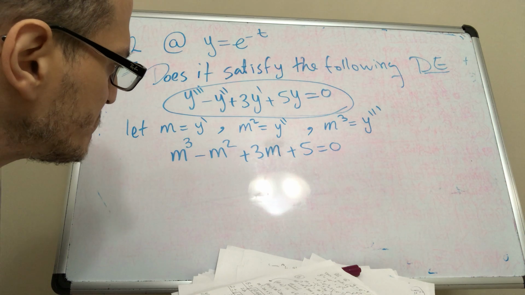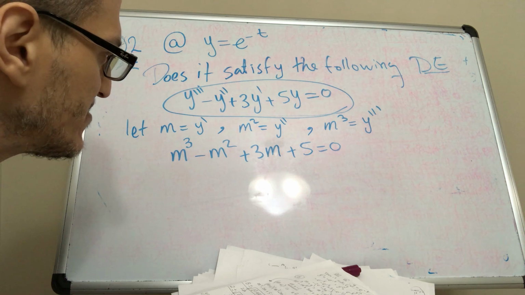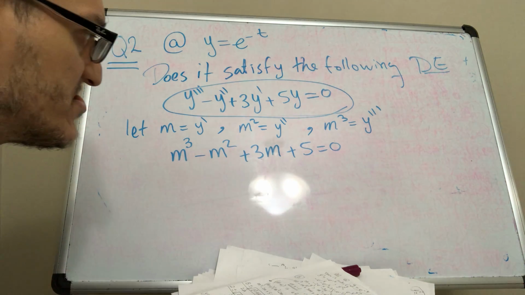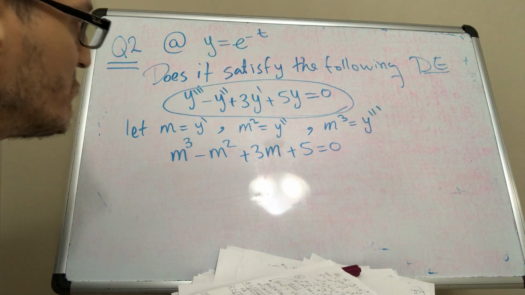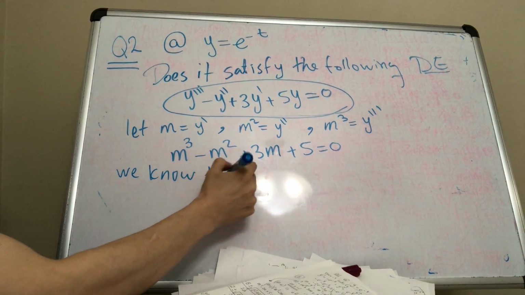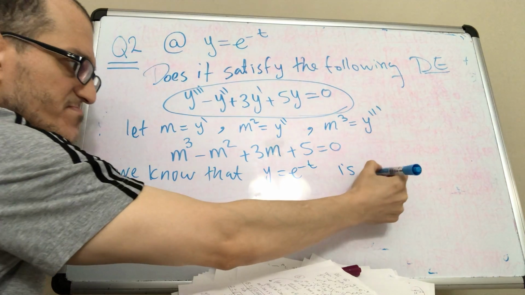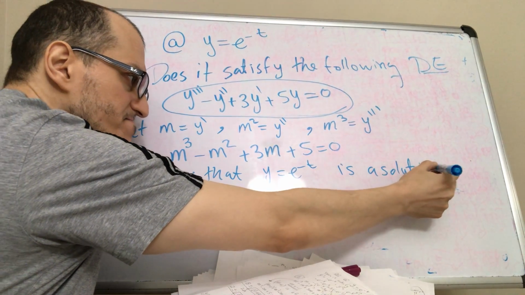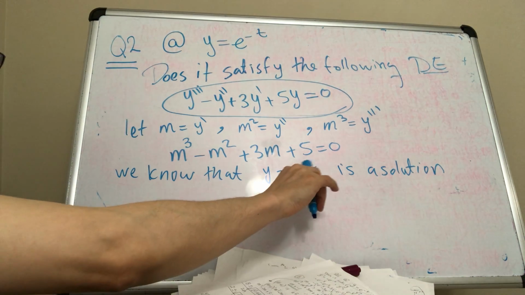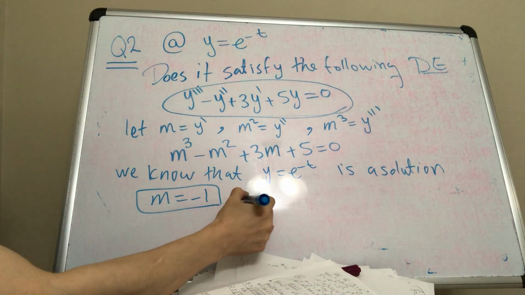Well, if you think about it, no, not really. You can't really do any grouping or common factor or anything. Sometimes it is possible to factor something with 4 terms, but this one, no. But we already know that y equals e to the negative t is a solution. We already proved that this is a solution to this. The number in front of the t is minus 1, so m equals minus 1 is a solution.